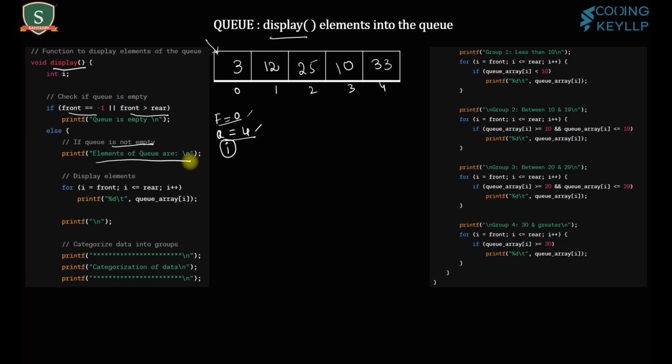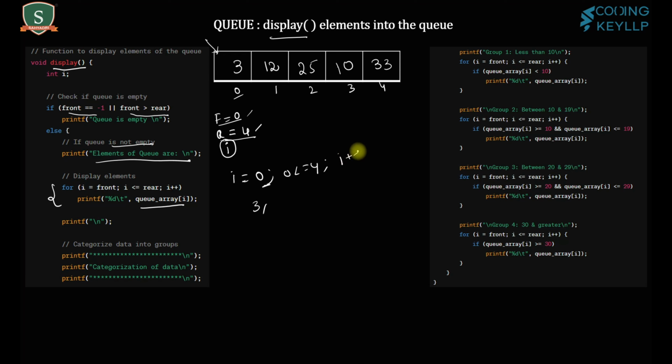But this condition failed. When Q is not empty, what are we going to do? We are going to print all the elements that are there in the array. So this is the for loop that is going to help us print. i is equal to front. i is equal to what? Front. Front value is what? 0. And 0 less than or equal to 4. Condition is successful. Now what happens? Print Q array of i. What is i? 0. So first it prints 3.